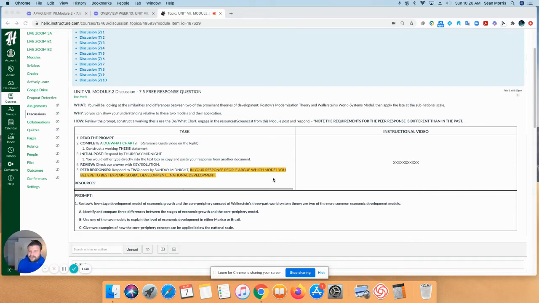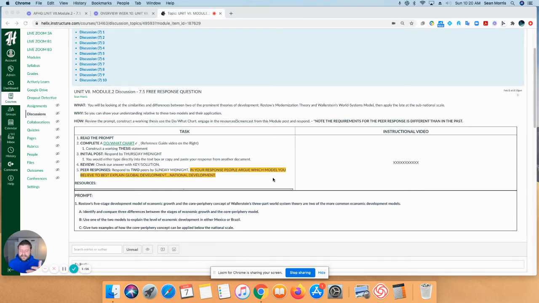Use one of the 2 models to explain the level of economic development in either Mexico or Brazil, right? So we know that both those countries are considered to be emerging economies, or NICs, or BRICS. They're in that semi-periphery, right? Which is probably going to be in takeoff, or preconditions to takeoff, somewhere around there.